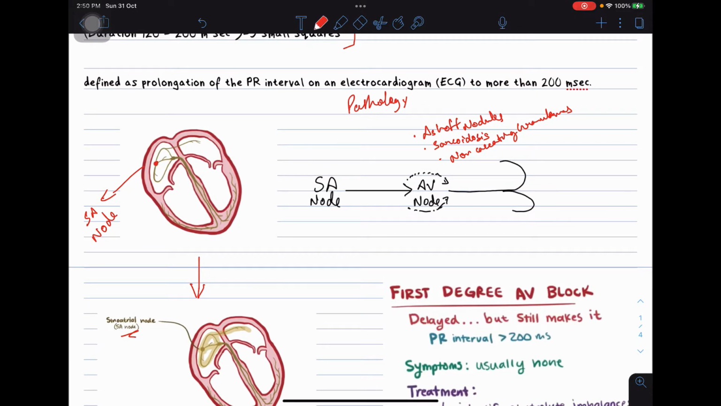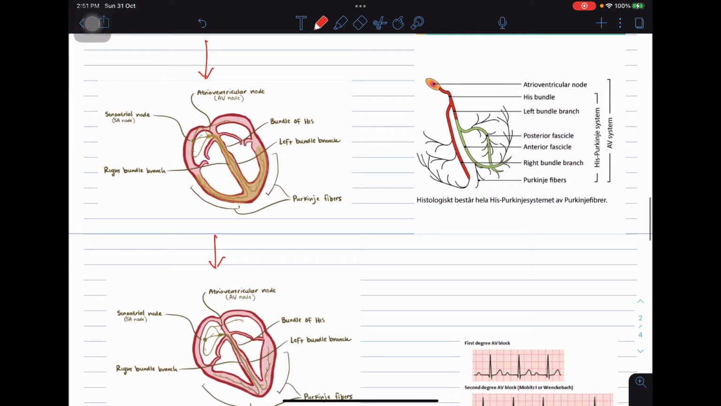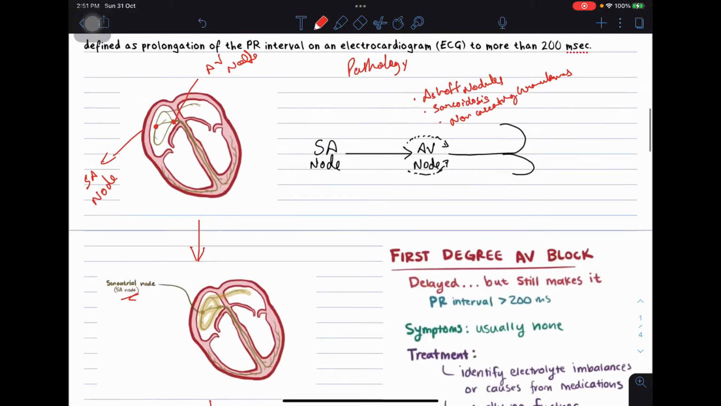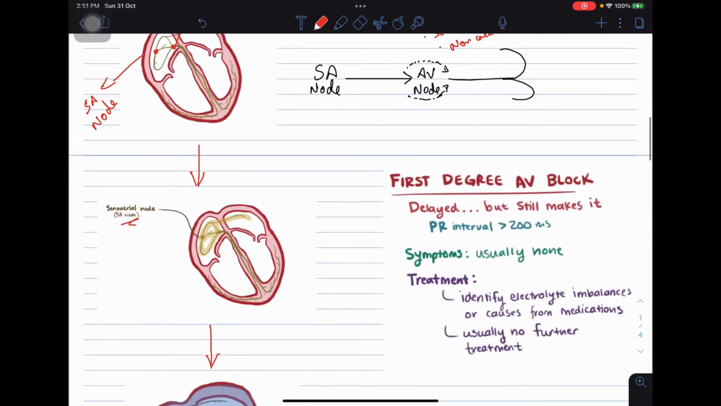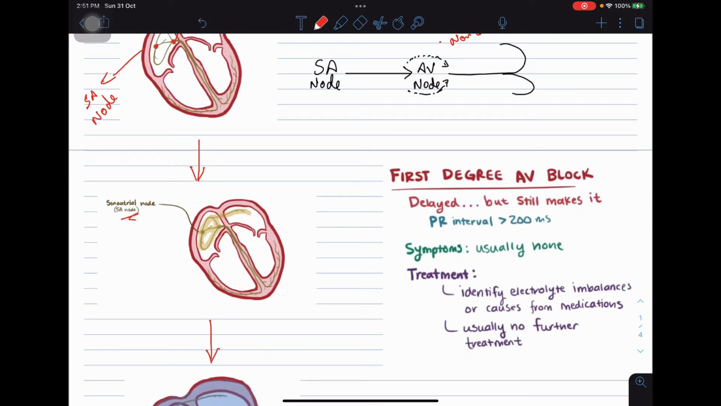So this is the heart, and this is the SA node, and this is the AV node. The electrical impulse is generated in the SA node and it travels through the AV node. Then from the AV node it is transferred to the bundle of His, then to the left bundle branch, the right bundle branch, and to the Purkinje fibers.